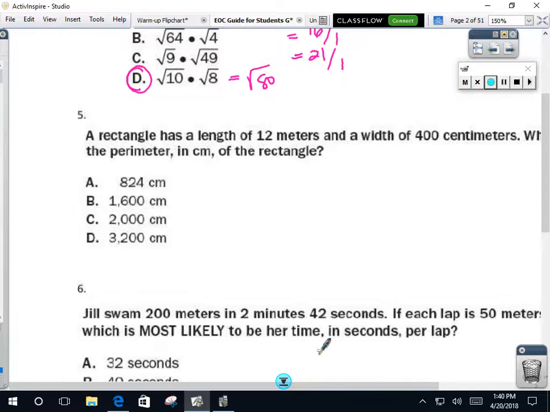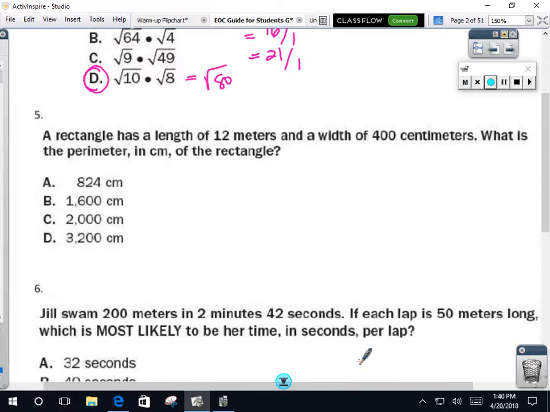All right, number 5. A rectangle has a length of 12 meters and a width of 400 centimeters. What is the perimeter in centimeters of the rectangle? Okay, what'd you get, Travis?